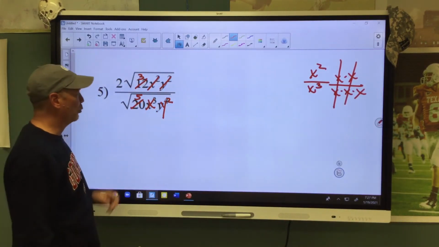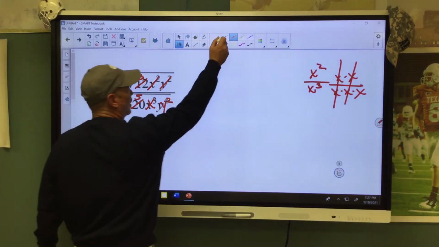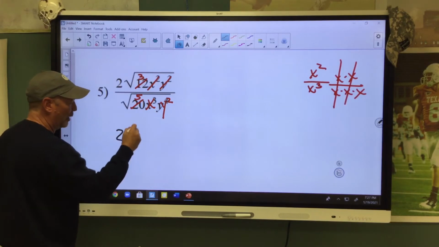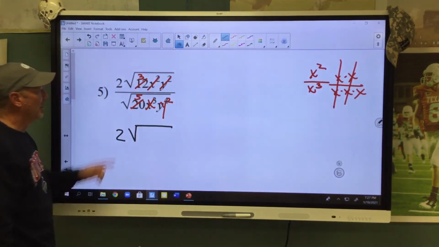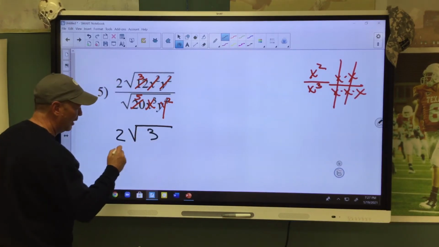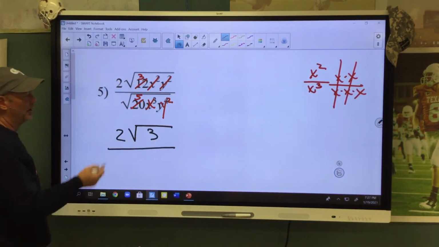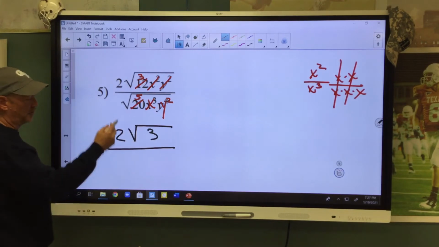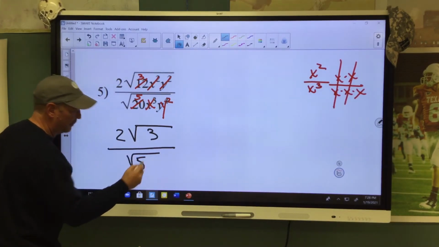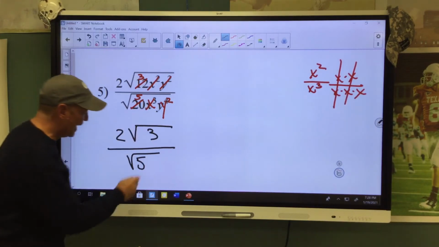So let's look at what we have left over. We have a 2 in front. We have the square root of 3 inside. That's all we had. In the denominator, we have what? We have the square root of 5. We have an x inside.